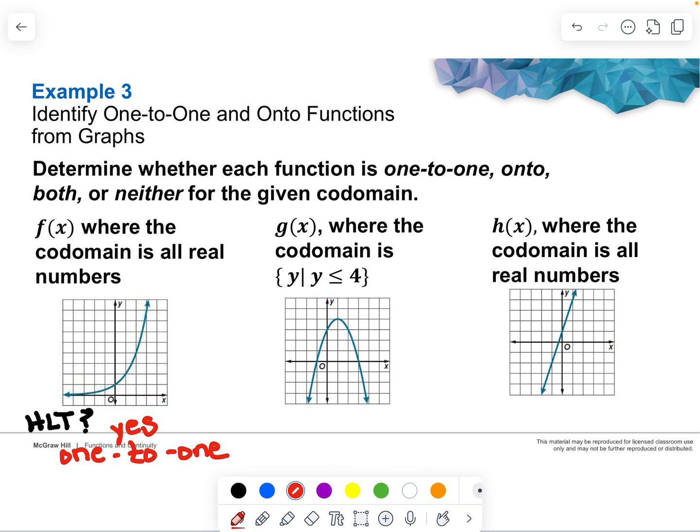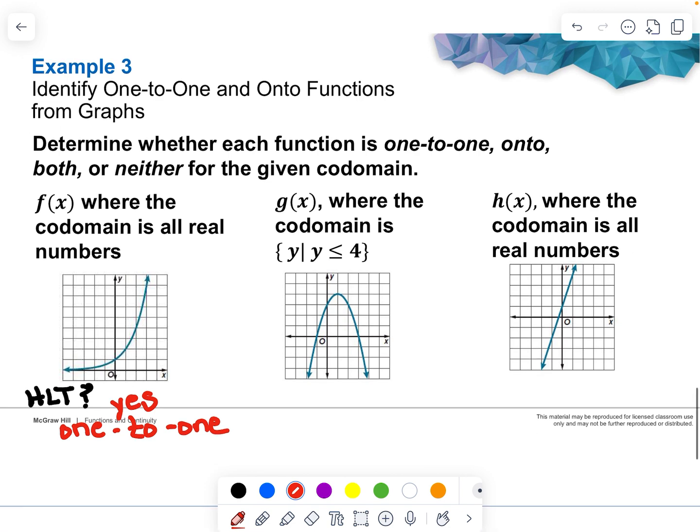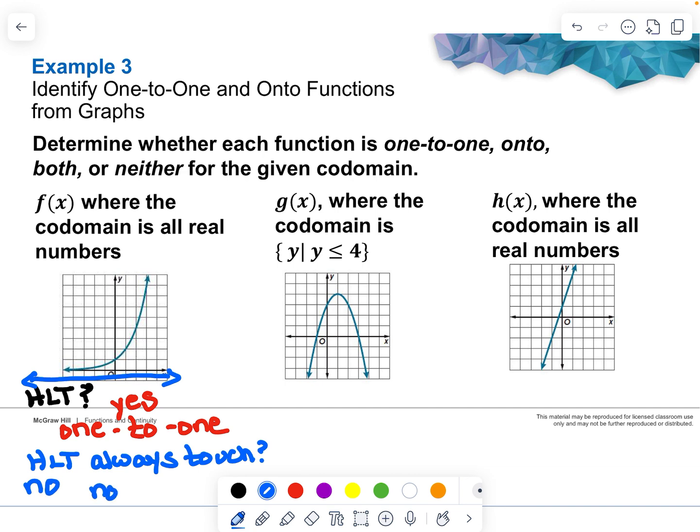The next question is, when I do the horizontal line test, does it always touch the function? And this codomain is for all real numbers, but if you notice, if I would draw horizontal lines down here, does it touch the function? It does not. So HLT always touch? That's my second question. And the answer is no. So it is not onto.